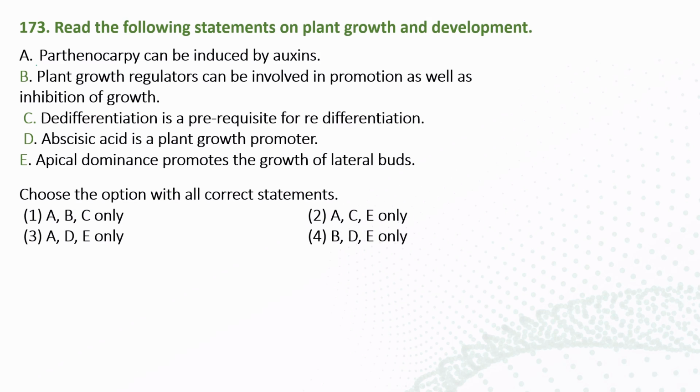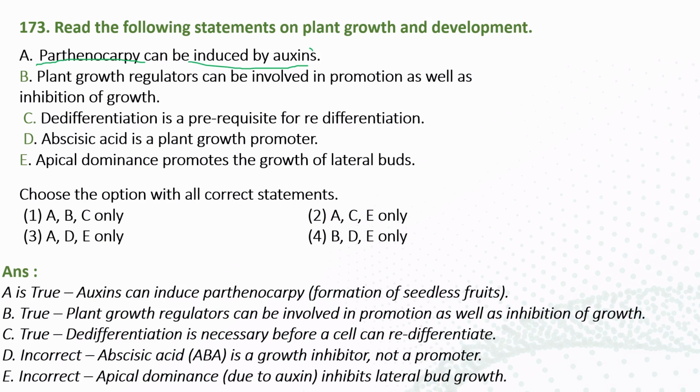In the first one, they are saying that parthenocarpy can be induced by auxins. We know that parthenocarpy can be induced by the auxins. Okay, parthenocarpy means what? Formation of seedless fruits. Okay, auxins will help in seedless fruit production, right? So this is the right statement. Whereas plant growth regulators can be involved in promotion as well as inhibition, right?